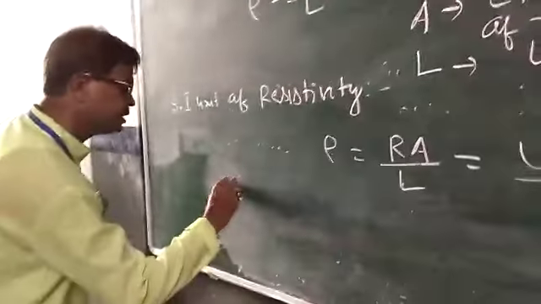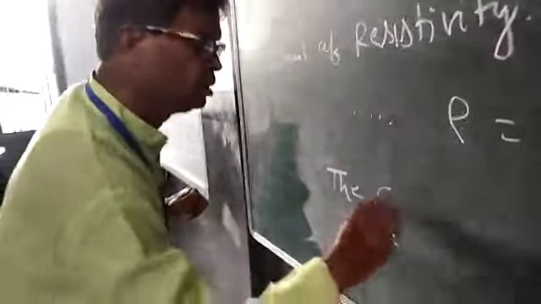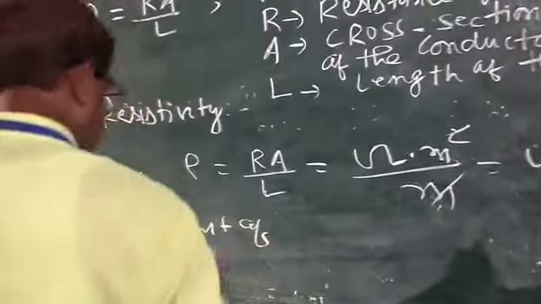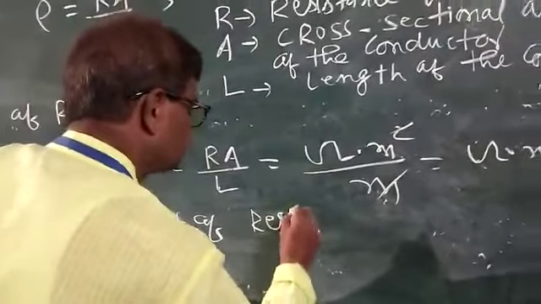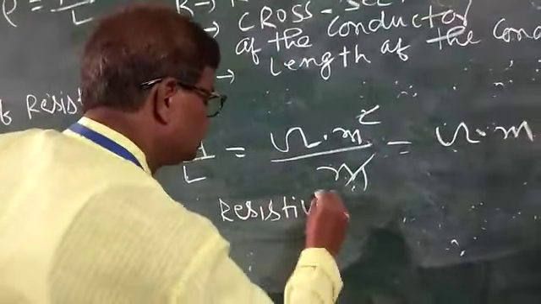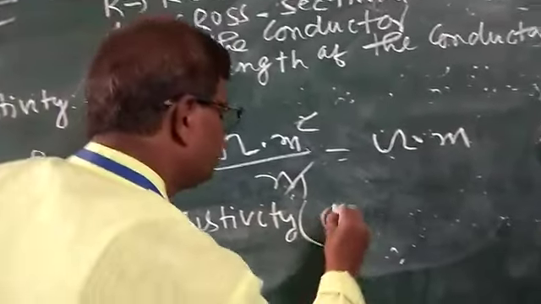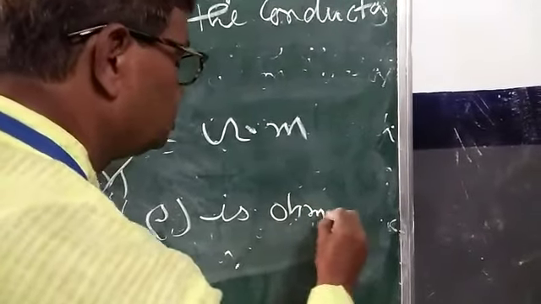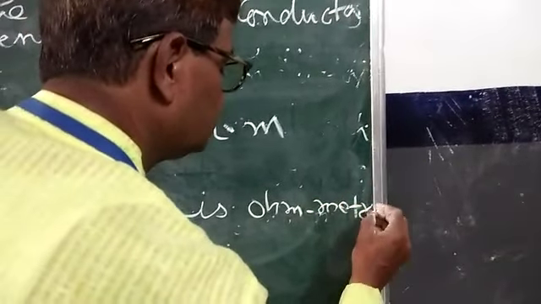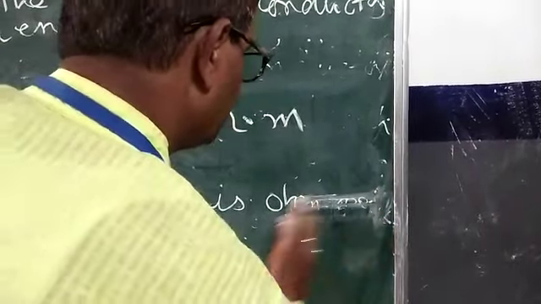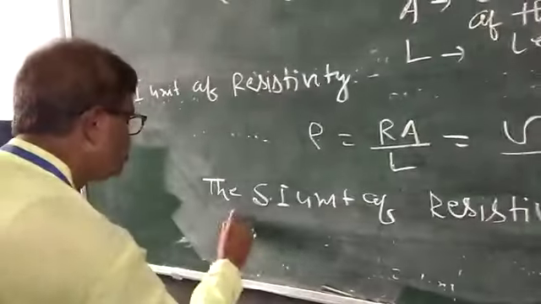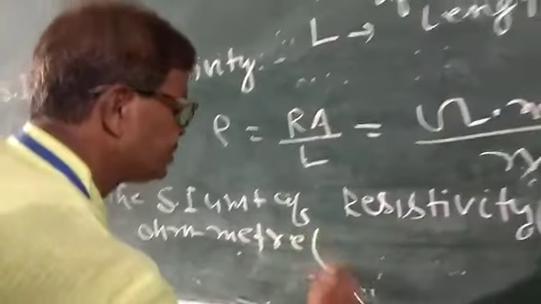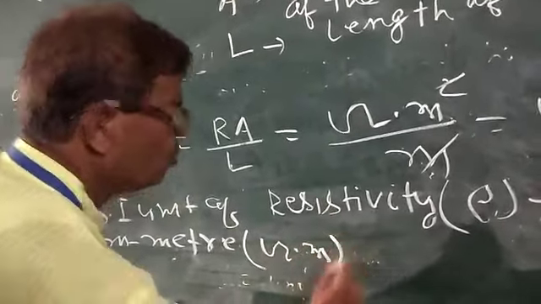Therefore, the SI unit of resistivity is ohm meter, represented by ohm meter.